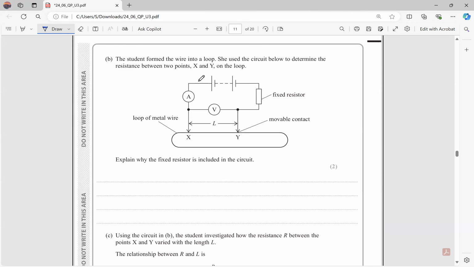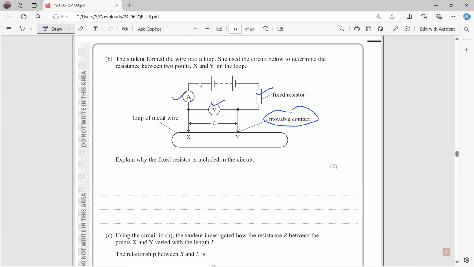Okay, so what's happening? We've got a battery connected to an ammeter. We've got a voltmeter and a fixed resistor. We have this metal wire, the same one that we measured the diameter of. And we are trying to find the resistance between the points X and Y on the wire, right? So there's a movable contact here. You can shift it. When you change the length, the resistance will change. So there's a voltmeter. The voltmeter will measure the voltage of that part, and then you can find resistance from there.